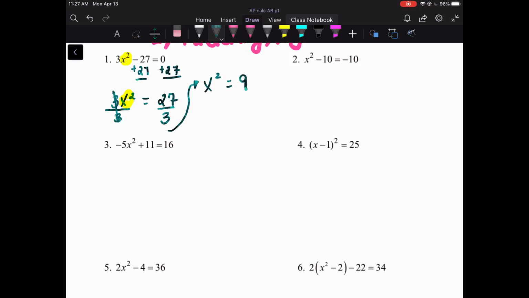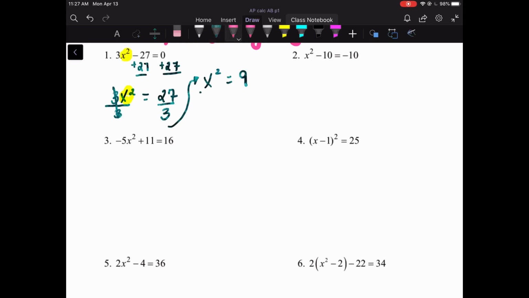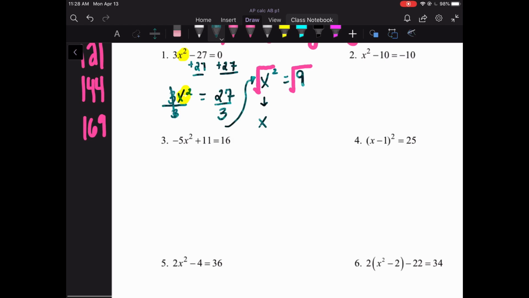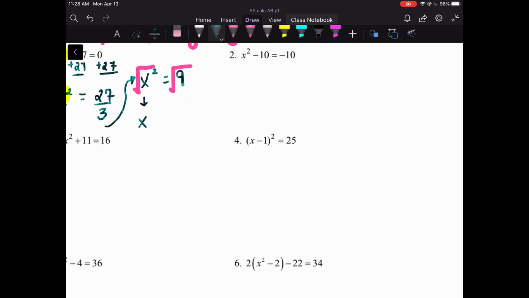In order to undo something that is squared, a term that is squared, we square root that term. But when you square root one side, you have to square root the other. The square root of x squared is just x itself. The reason for that, I'll do it on the side here. Let's put it on this side.